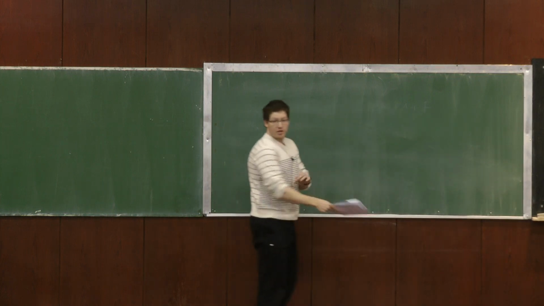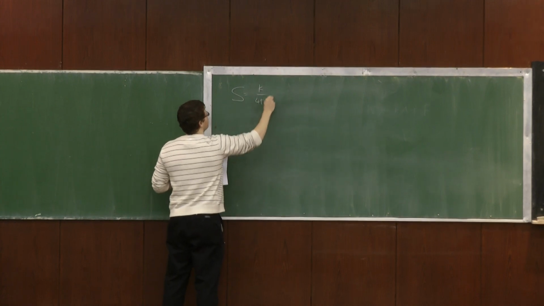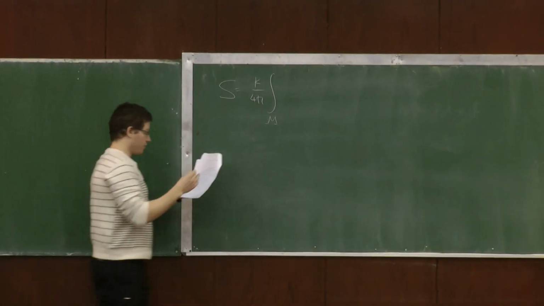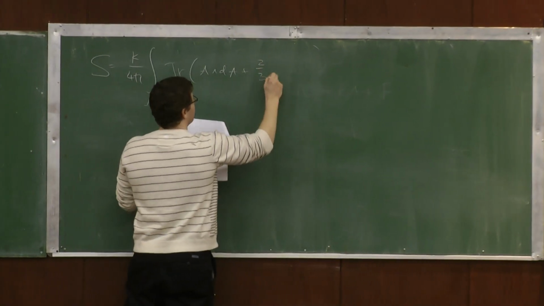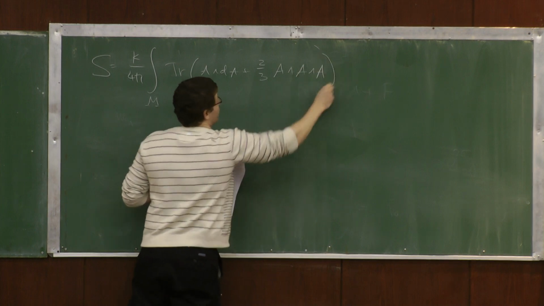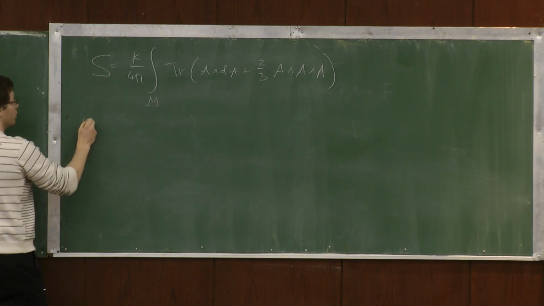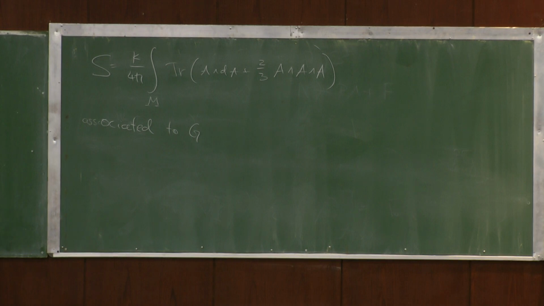So the Chern-Simons theory in 3 dimensions has no propagating degrees of freedom. The Lagrangian is k over 4 pi, where k is called the Chern-Simons level. Then on a generic manifold M, you write trace of A wedge dA plus 2/3 A wedge A wedge A, where A is the gauge connection associated to some gauge group G. And so this is the Chern-Simons action. You know that it's topological. The metric does not appear anywhere in the Lagrangian. It's a purely topological term.